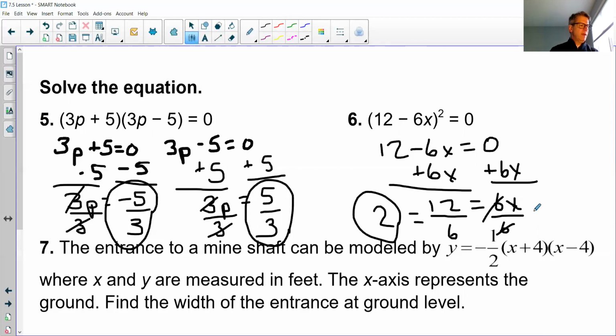And you might want to get in the habit, there's not a lot in the book here that talks about this, of making sure we have the correct answer. You can always take your 2, put it back into your equation and test it. See if it works out.